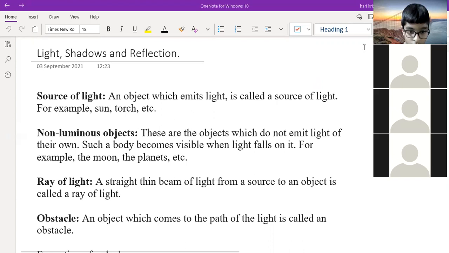Then what is the meaning of shadow? Sir, a shadow is a dark patch formed when an obstacle is placed in the path of light. This dark patch is called a shadow. Okay, which objects will create the shadow? Opaque objects. Good. So is the human being an opaque object or not? Yes, sir.